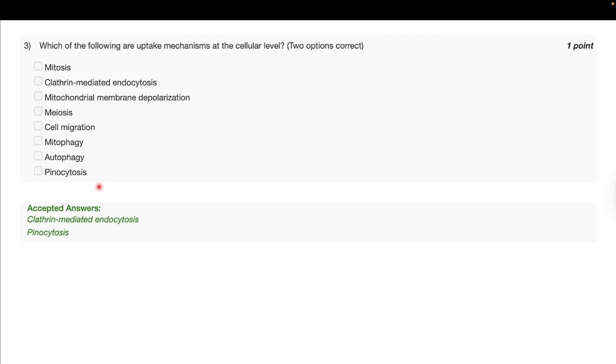So some of the mechanisms at the cellular level are clathrin mediated endocytosis and pinocytosis, option 2 and 8. So thanks for responding, for people who are typing it out in the chat box. If there are any doubts with this, I can wait for a few minutes. If not, then we'll move on towards the next question. Thank you for answering.